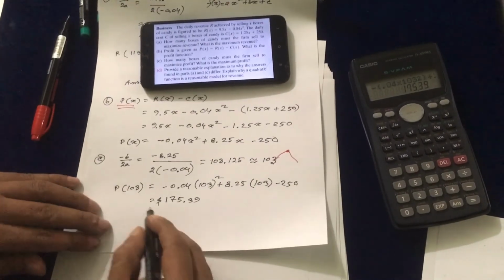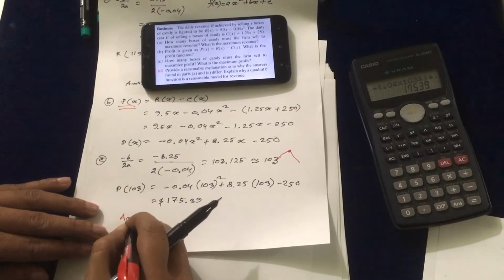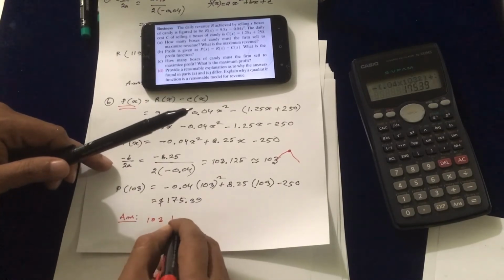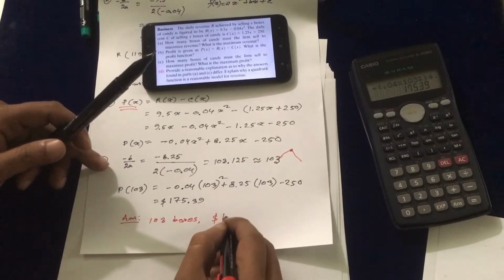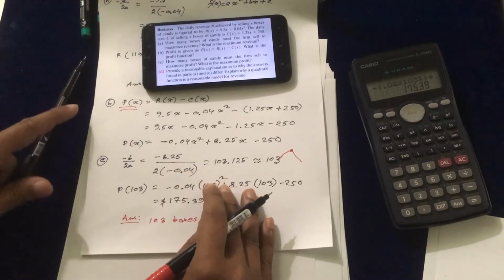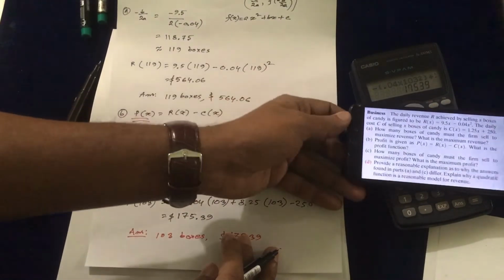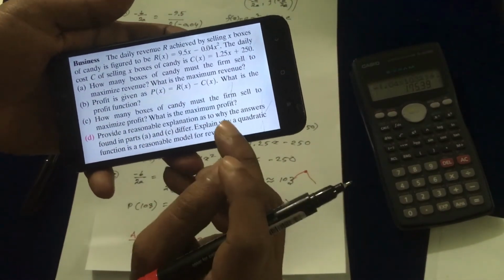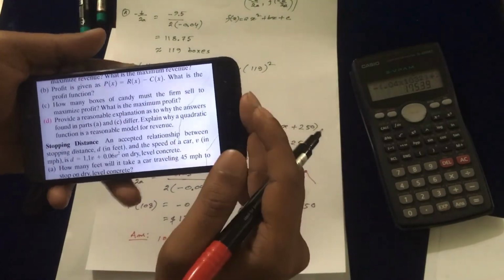So for this question, our answer is: our boxes is 103 boxes, and the profit is $175.39. This is the profit. Now look at the C number question. The question is how many boxes and what is the maximum profit. So we found it. This is fine, and we have no problem with that.